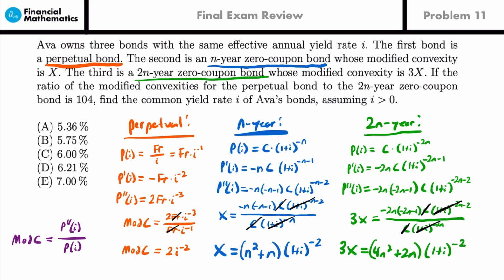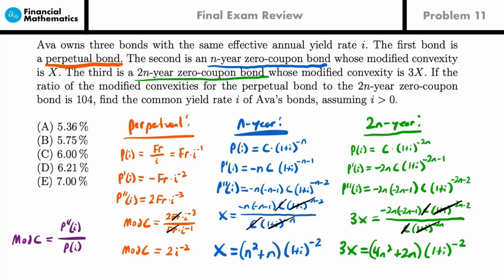Now what our goal should be is to try to solve for I, right? That's our end goal here. We want to find the common yield rate I of Ava's bonds. Now we can try to do that with these three equations. But you might have noticed there's one piece of information we haven't used yet, and that is the fact that the ratio of the modified convexities for the perpetual bond to the 2n-year zero coupon bond is 104.